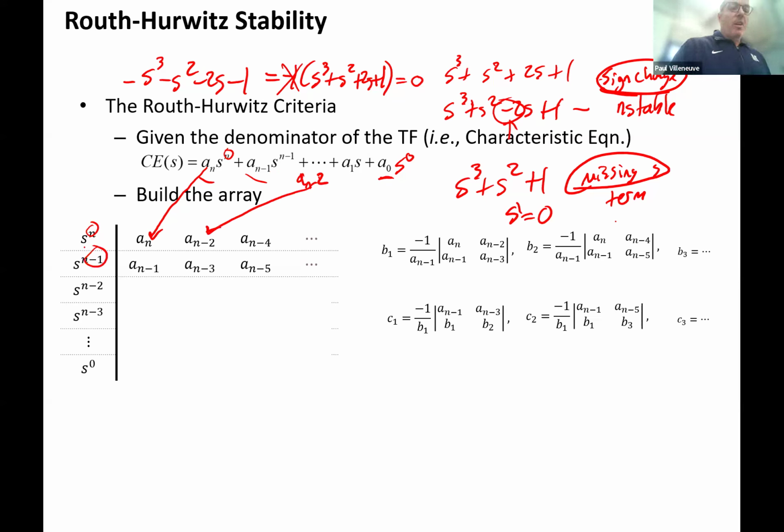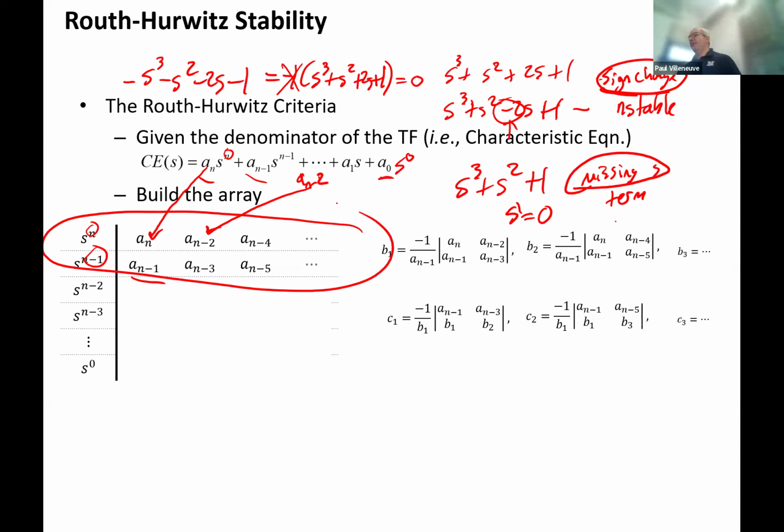Now we subtract 1 from our highest order s term, and now we have a_(n-1), a_(n-3), a_(n-5). So we start at the next available one, and then we alternate. These first two rows are specified just based on coming up with those results. You just grab the coefficients and you go from there. All the other ones I have to calculate.